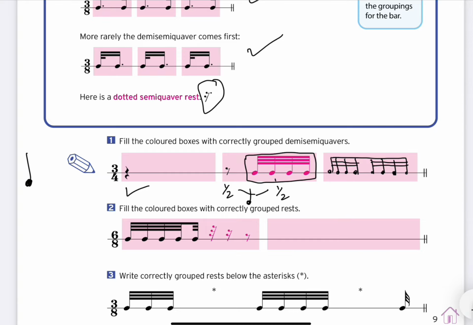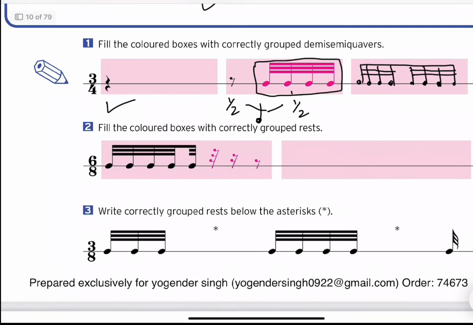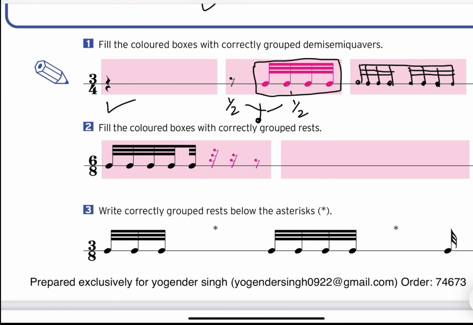Now next one is 6/8. So let me do 6/8. That means we need 6 quaver beats there. So let's see, these four make your one quaver beat. Now these two make one semi-quaver, and here we have a semi-quaver rest. So these two make one quaver beat rest.